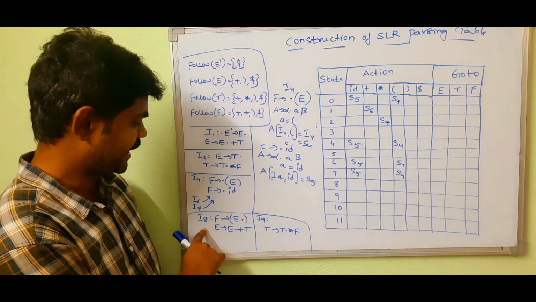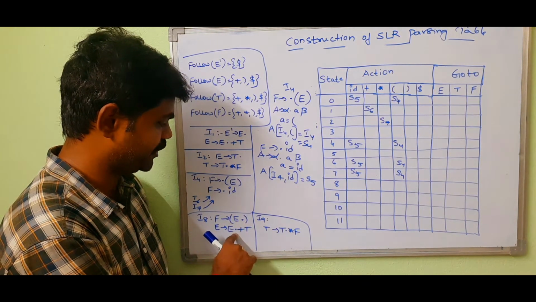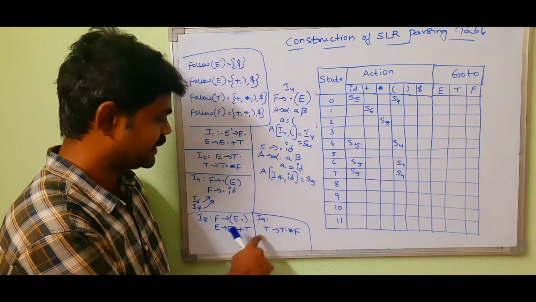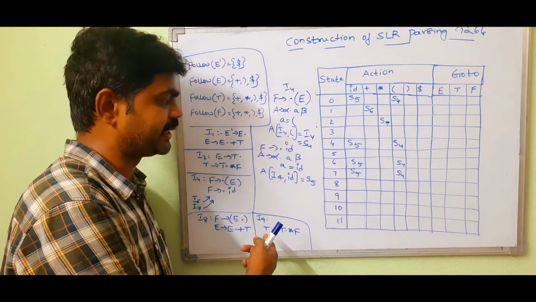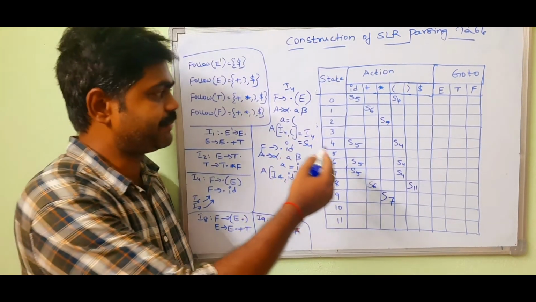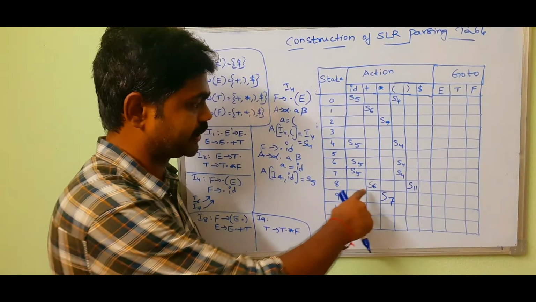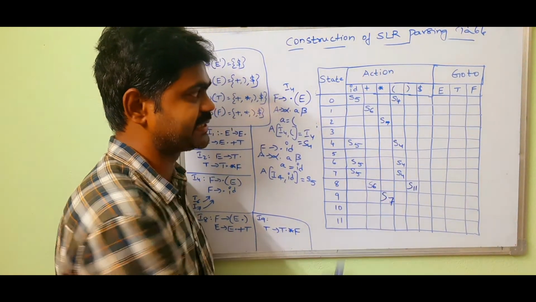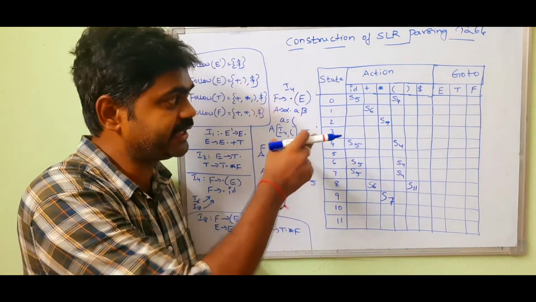Okay. For I8 I have F tends to E dot right parenthesis and E tends to E dot plus T. And for I9 I have T tends to T dot star F. So if we calculate, we will get a table like this by calculating S8, I8 and I9. So I got S6, S11, and for I9 I got S7. So shift is over. Now I need to fill it with reduce.